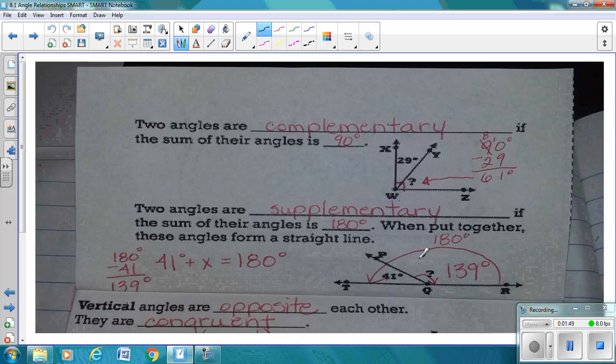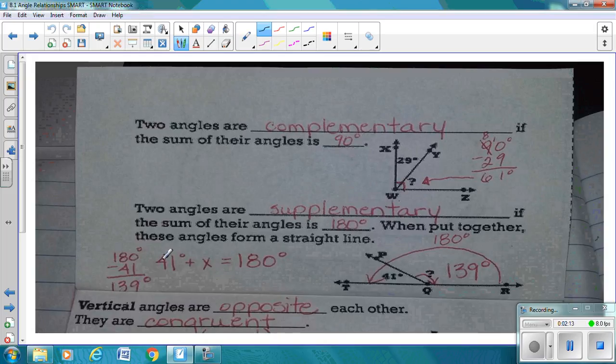Down here we have two angles that when they're put together, they form this straight line. Remember, a straight line is going to give you a 180-degree angle. So they gave us one of the measurements here, 41 degrees. So you can take the 180 degrees, and subtract the 41 degrees, and you should get 139 degrees, which is right here.